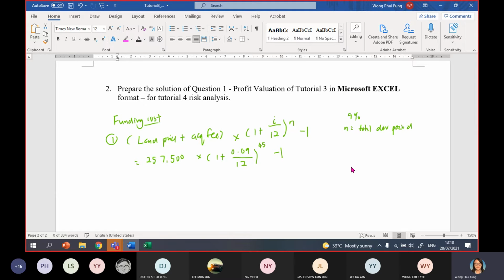One thing is sometimes I always see the students press the calculator all at once, and they cannot get the answer. So to avoid such mistakes, you always press this part first, then minus 1, then only you times 257,500. Safer. So the answer is 102,917. That is the first part.